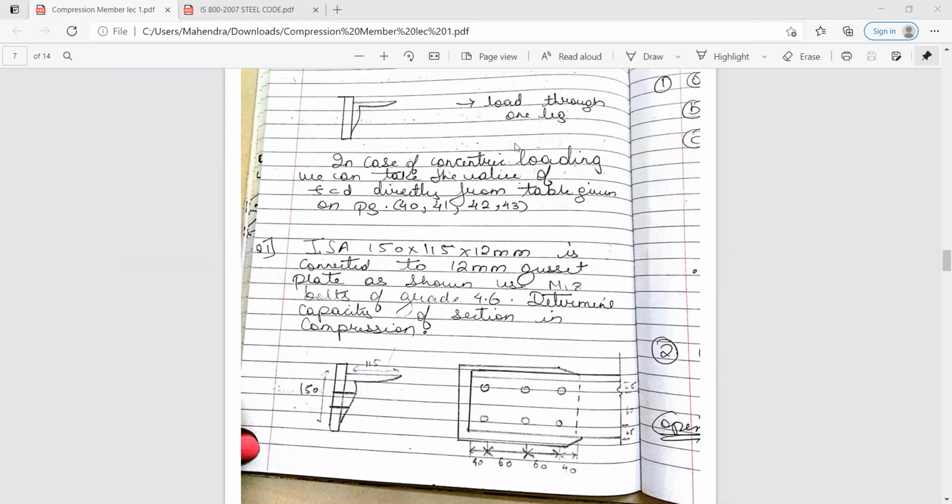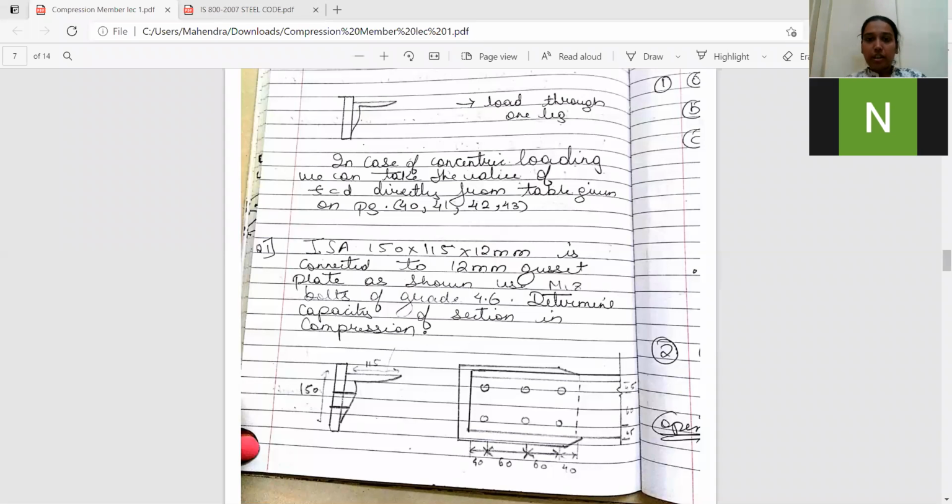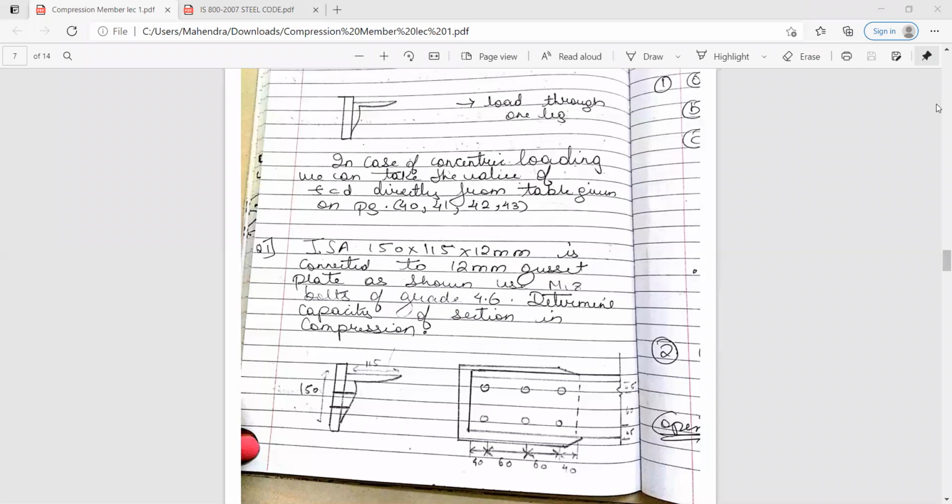In this particular sum, they have given you the Indian Standard Angle, that is ISA 150 by 115 by 12 mm, connected to a 12 mm gusset plate as shown in the figure. They have given you the angle section and the gusset plate. See here, this is the angle section and this is the gusset plate.